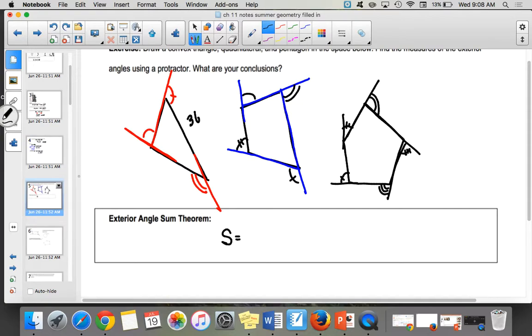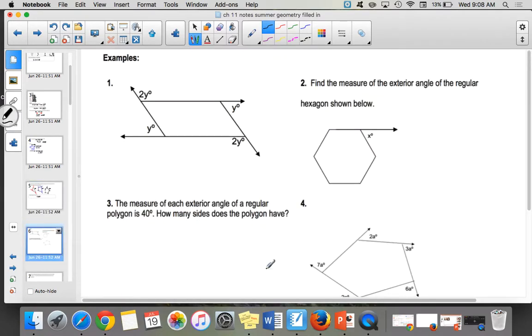All right, so 360. It makes a circle when you add them all together. So these make 360. Did you guys get 360 when you were adding them together? Yeah. All right, so these four angles.